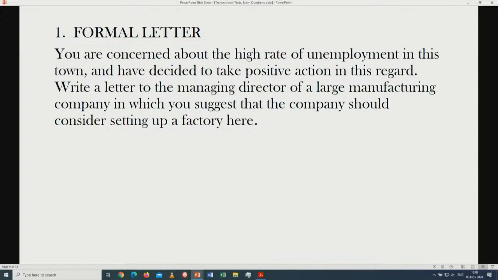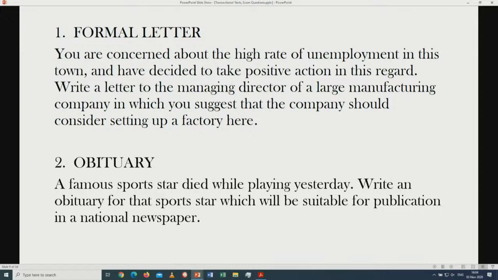Okay, this one's concerned about a high rate of unemployment in this town. Write to a managing director and suggest that the company consider setting up a factory here. All right. Okay, here's another obituary. A famous sports star died. But you notice what's conspicuously absent in all this is things such as review, postcard. There are a few invitations, of course, and the common ones, the letters, you're going to get all the letters, but the really nasty ones, the examiners don't like putting them in as a choice.